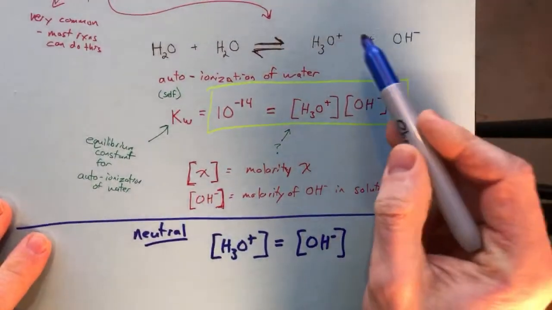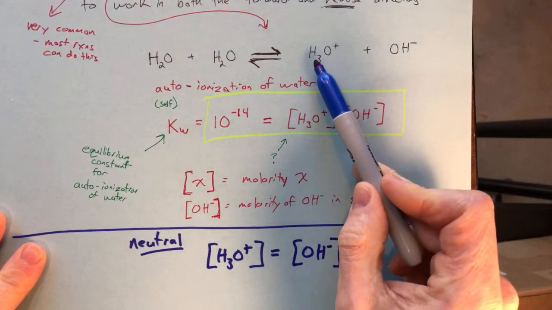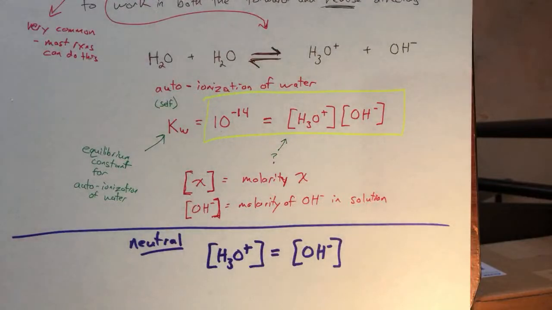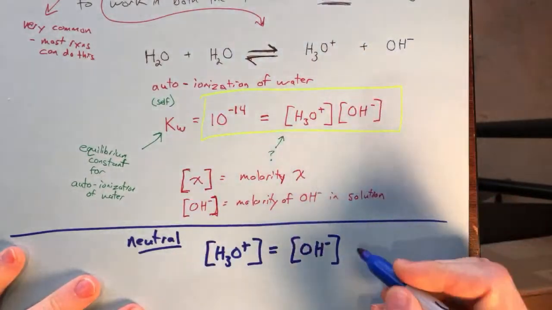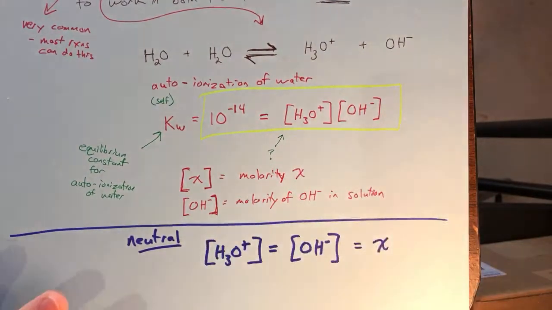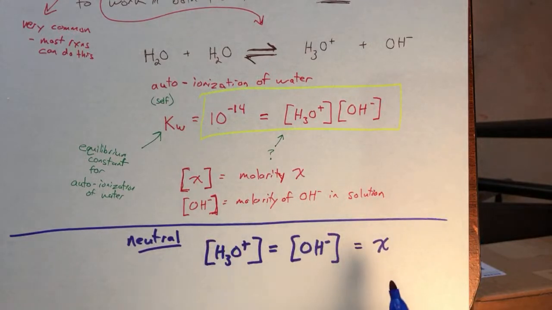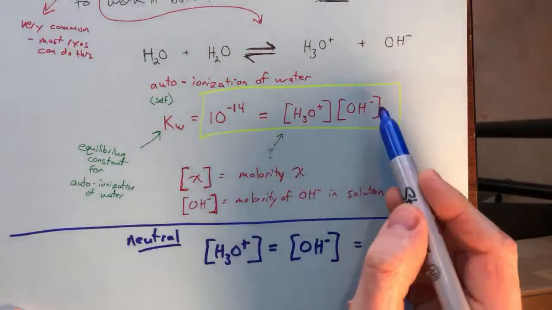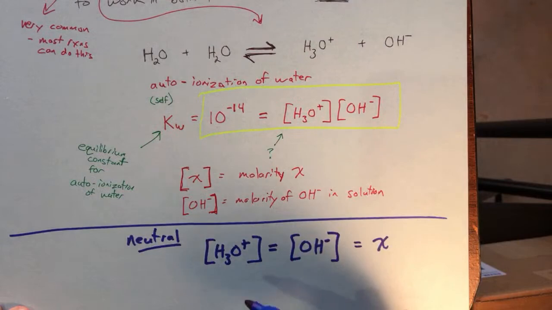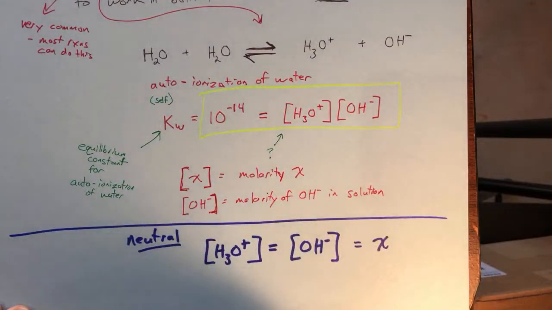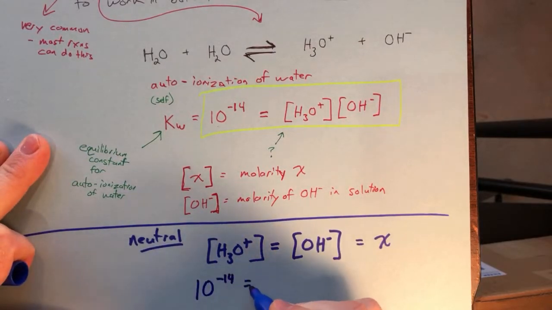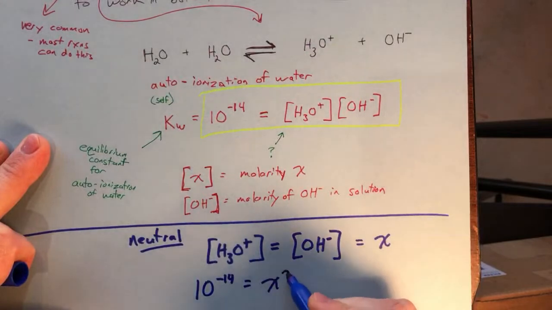Well, why? If we go back to this reaction, you cannot possibly have more of one than the other. These two things must be the same amount. So we're going to call this number X. For neutral water, our amount of H3O plus is equal to the amount of OH minus, and we're going to call that X. So we're going to solve this equation and figure out for neutral water what these two numbers are. For neutral water, we have 10 to the minus 14 equals X times X, so let's just call that X squared.